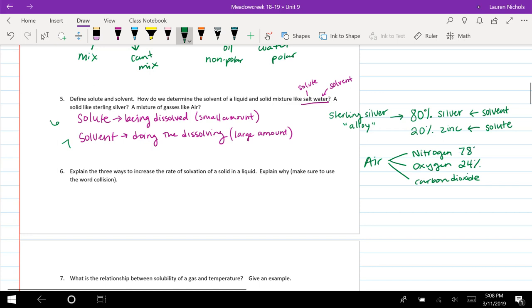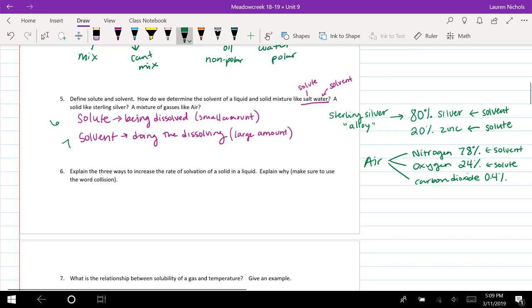Nitrogen is about 78% of it. Carbon dioxide, I think, is about 0.4% around there. Okay. And so that means nitrogen is actually the solvent because it's what we have the most of. Oxygen, which we only have 24% of, is one of our solutes. And you could have multiple solutes, multiple things mixed in with the air, but you can only have one solvent.